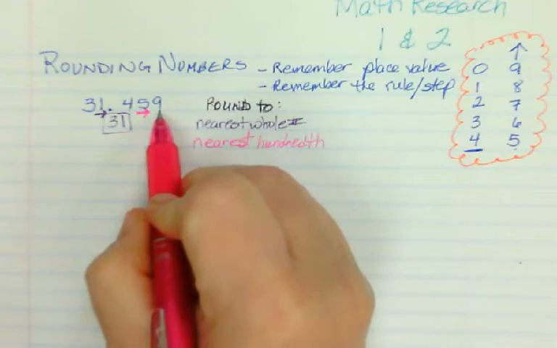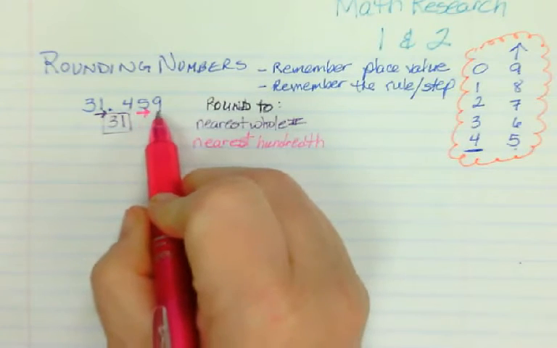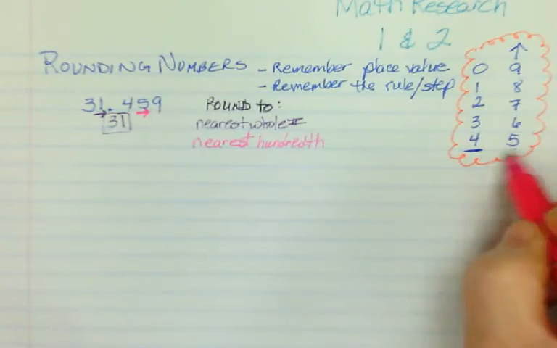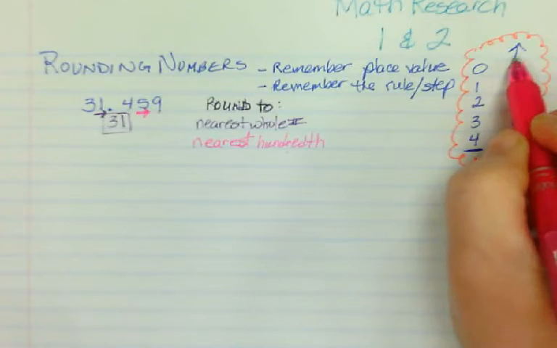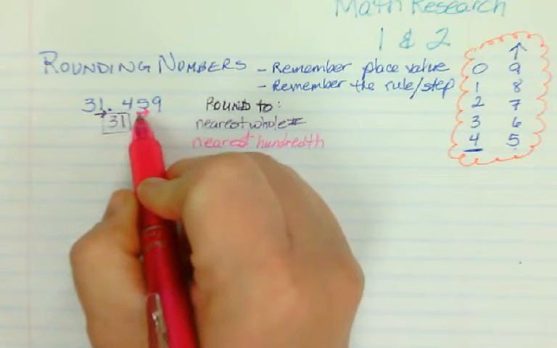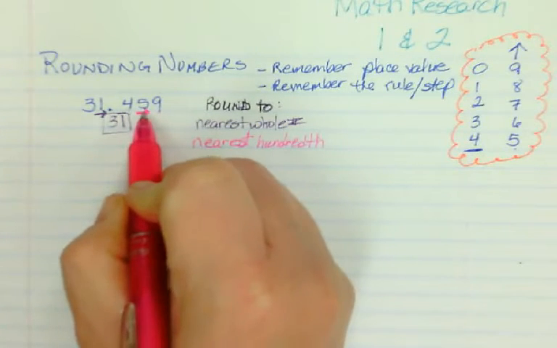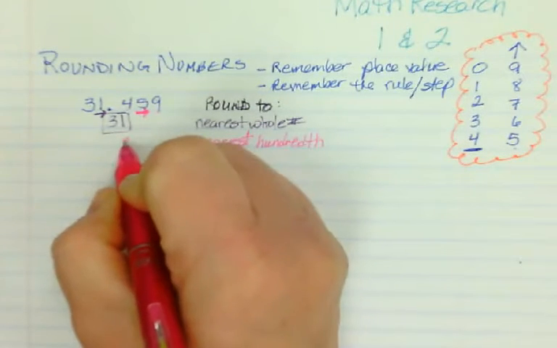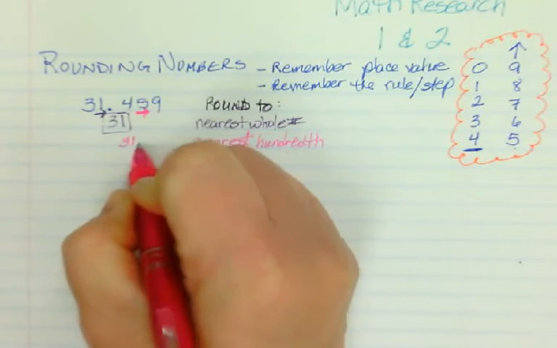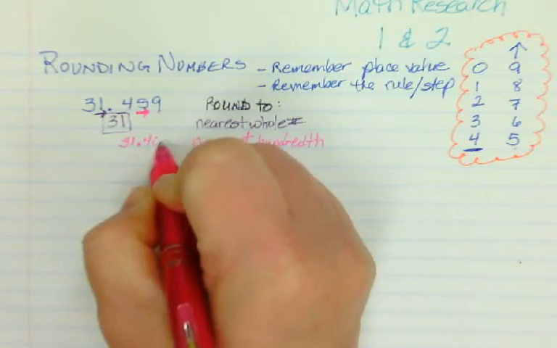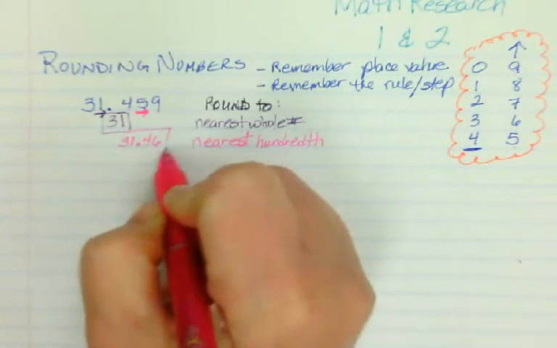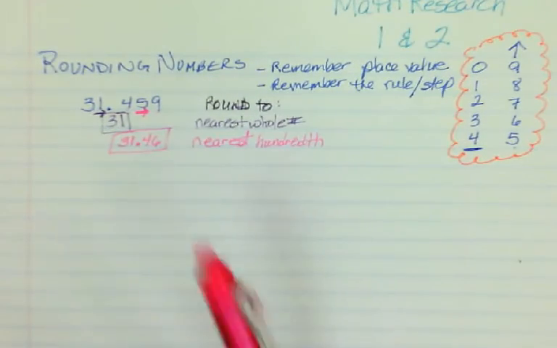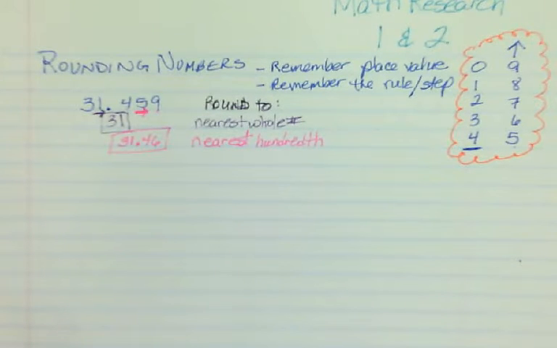Okay, so I'm going to look over here. The number next to that is a 9. In my chart, that tells me I'm going to go up. So I'm going to change this 5 because it's in my hundredths place. I'm going to go up to the next number. So my answer is 31 and 46 hundredths. Okay? So just a reminder, that is how we round our numbers.